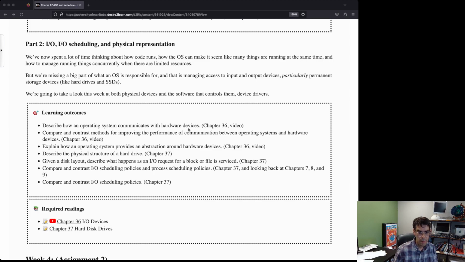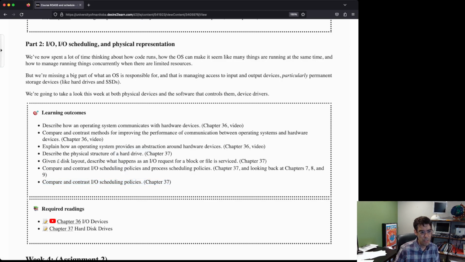We'll spend a little bit more time in class on describing the physical structure of a hard drive. I'm going to bring a drive to class and rip it apart and show it to you, because I think it's cool to take a look at the actual innards of a drive. Given a disk layout, describe what happens as an I/O request for a block or file is serviced. This is related to comparing and contrasting I/O scheduling policies.